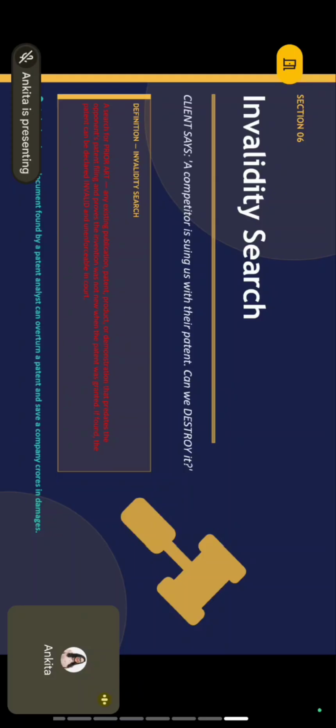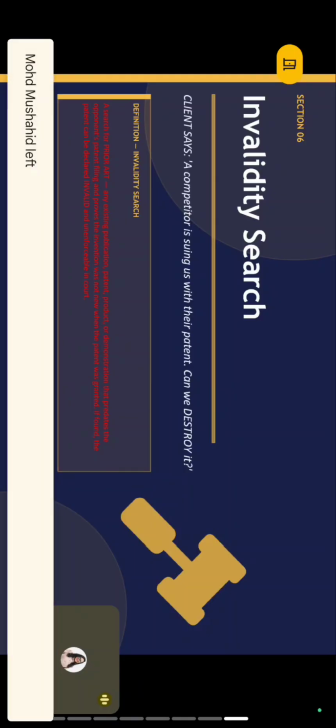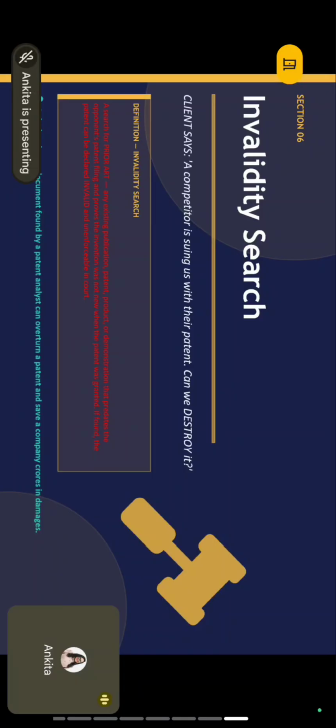Now you can imagine a very worst case scenario. You built a product, you launched it, business is going well, and then one morning you get a legal notice. A competitor says you are using our patent, pay us 50 crore or shut down. Now what do you do?